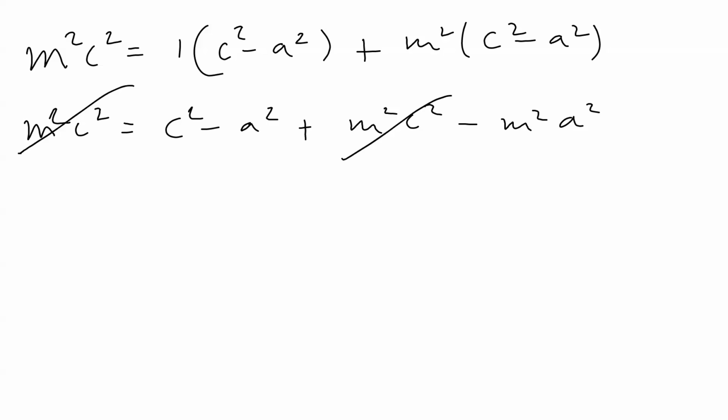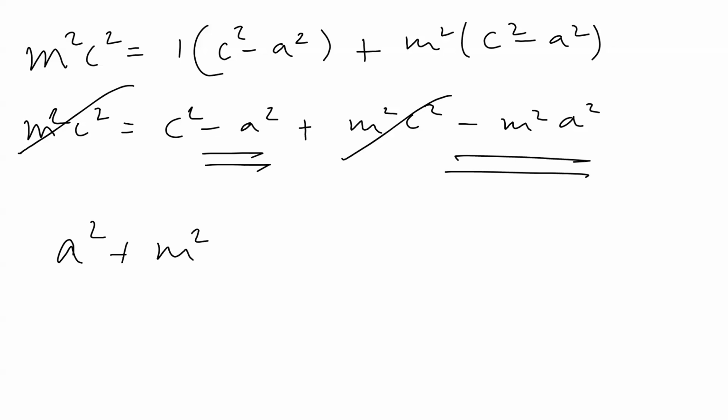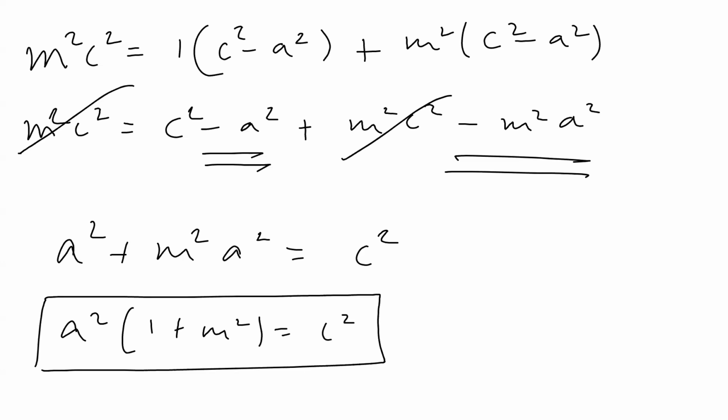Now these two are negative terms. In the proof, there are no negative terms, so take the negative terms on the left hand side. a square plus m square a square is equal to c square. Take a square common: a square into (1 plus m square) is equal to c square. Hence proved. This was question number 1.